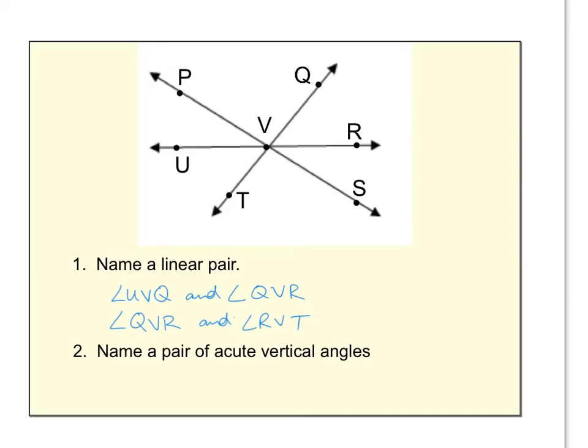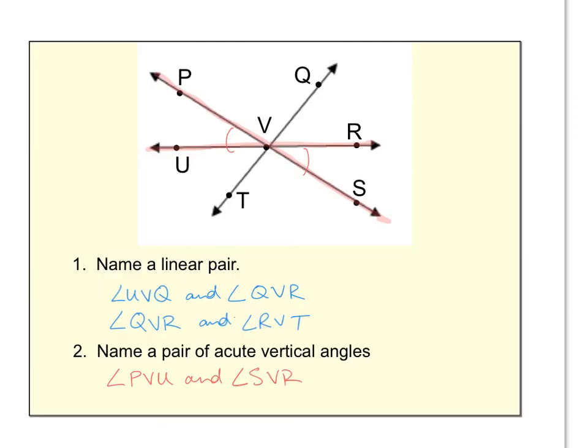Number 2, name a pair of acute vertical angles. So remember vertical, it's like when you have an X and they're across from each other. So maybe a good spot would be like if I make an X like this, for instance. Now we need to pick the two angles that are across from each other that look like they're acute. So I was thinking like here and here. Those are vertical angles to each other. They're across from each other in the X, and they do look like they're less than 90 degrees. So we would name that angle PVU and angle SVR.